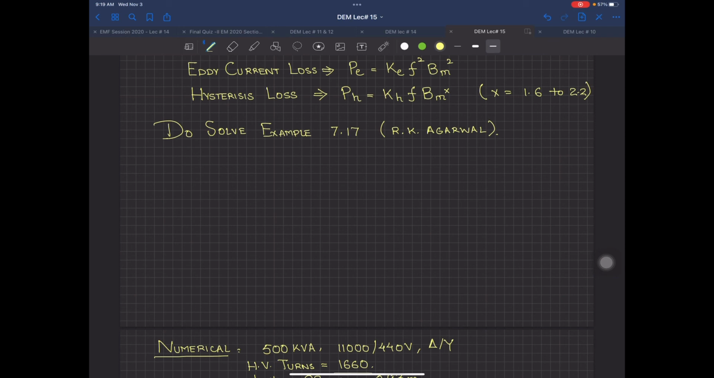So this is all for the mid chapter number 7 from R.K. Agarwal and chapter number 4, 5, I guess. Just like a quiz, nothing special.